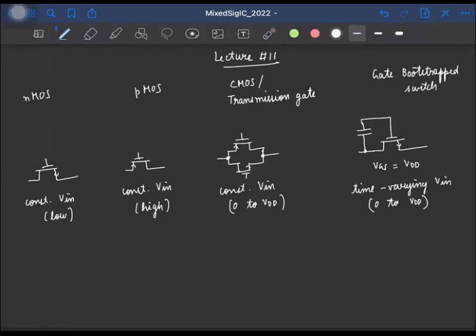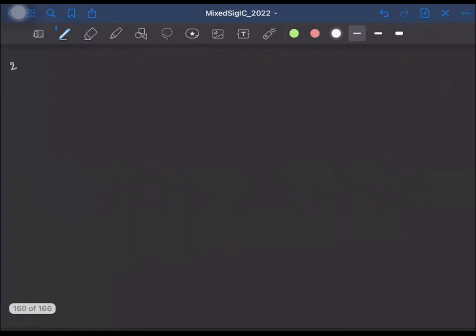We also know that for all these switches, the on resistance is inversely proportional to W by L. So to have the lowest on resistance, we need to choose the length to be the minimum possible length allowed in the process. And we can vary the width of the transistor to get the desired on resistance. So this is about the finite on resistance part. Now let's start to discuss the other non-ideality, which is the noise.